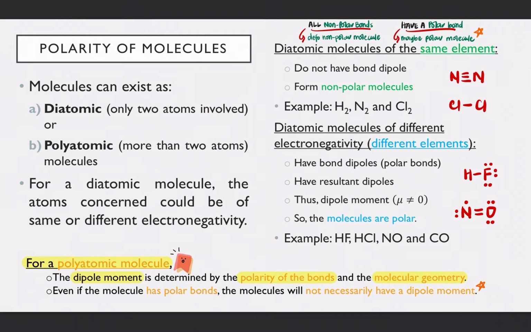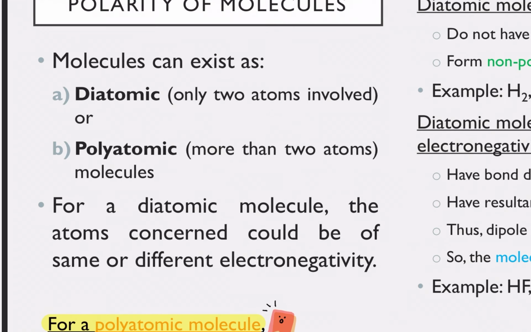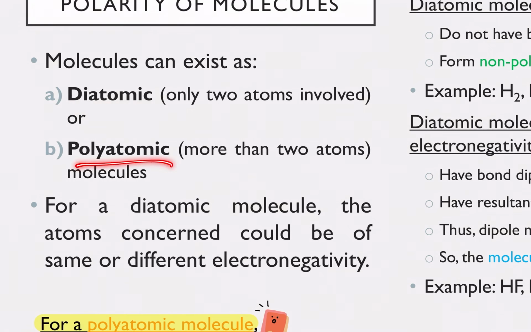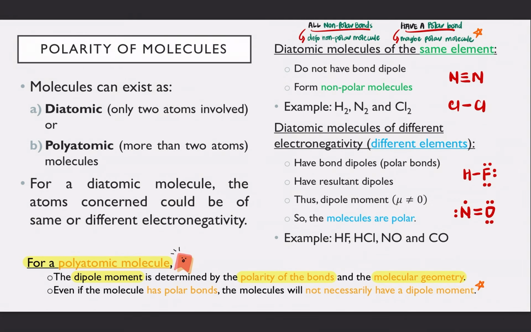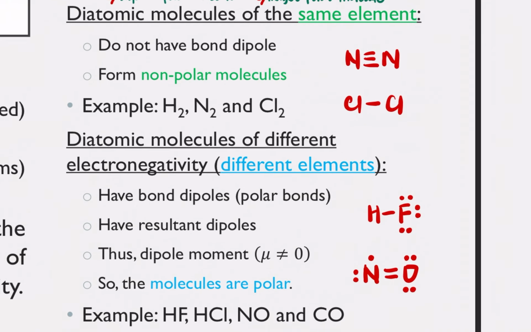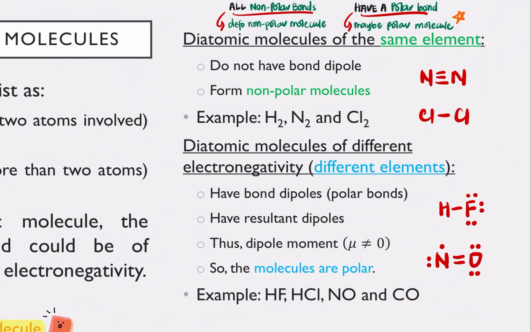Molecules can exist as diatomic or polyatomic molecules. For a diatomic molecule, the atoms concerned could be of the same or different electronegativity. Since you only have two atoms, for a diatomic molecule we are just going to look at the difference in electronegativity, because we have only one bond.